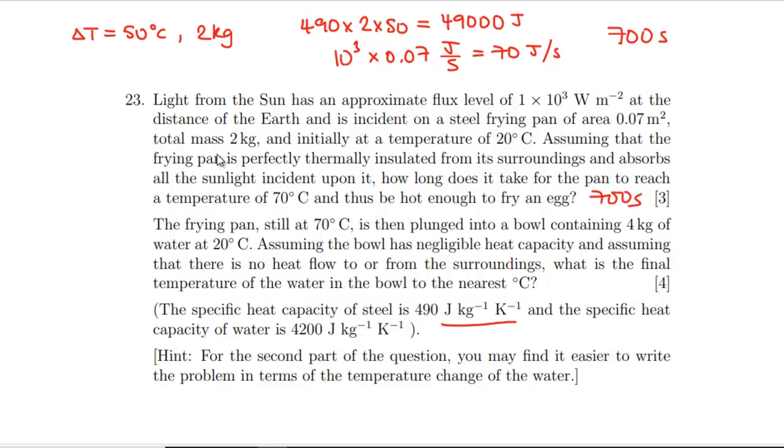Yeah, how long? That's that bit. Right, frying pan still at 70 degrees, then plunged into a bowl containing 4 kilograms of water at 20 degrees C. Assuming the bowl has negligible heat capacity and no heat flow, etc., what does it end up as?